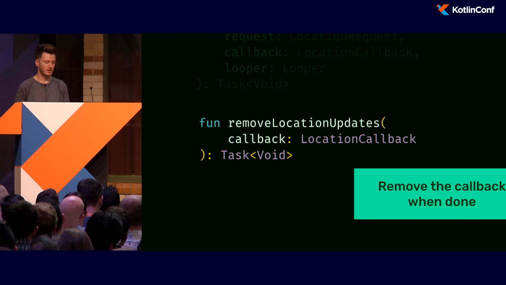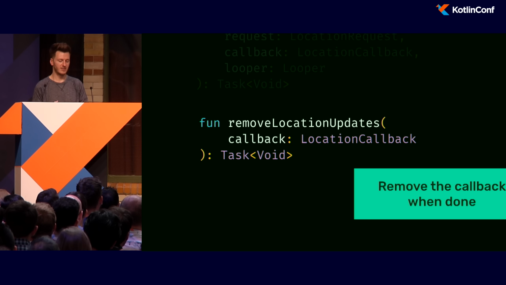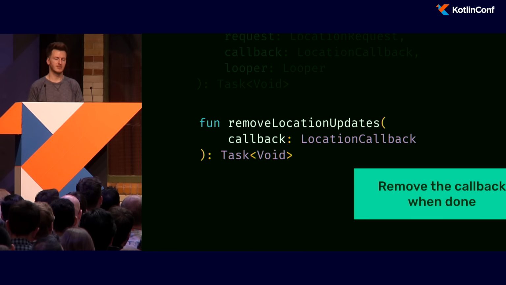And as we mentioned earlier, you call the API to start location updates, but you also need to tell it to stop, and that is done via remove location updates, so that it can free up GPS and you're not just killing the user's battery.